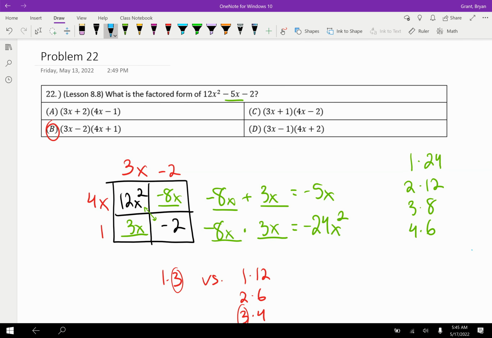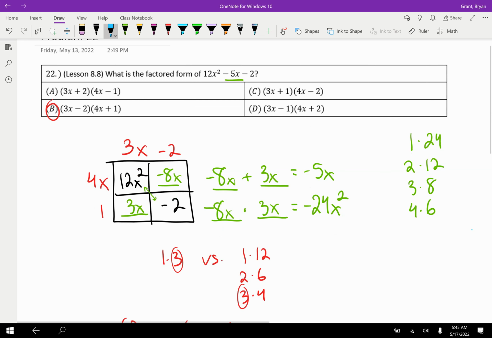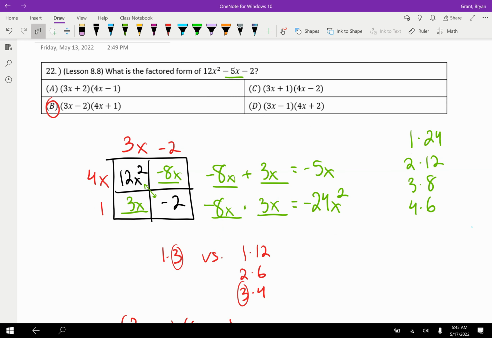As a side note, you could have guessed and checked this answer, but 12 bugs me as a guess and check because there's so many different options to make 12, right? 1 and 12, 2 and 6, 3 and 4. So this is one of the couple times that I probably would have actually done the box even if I were just factoring, but guessing and checking is a great way to go.